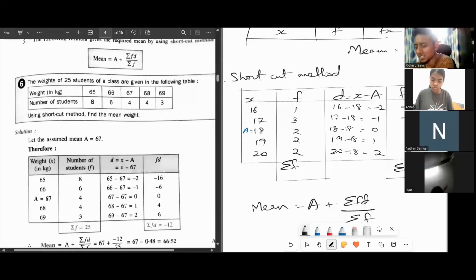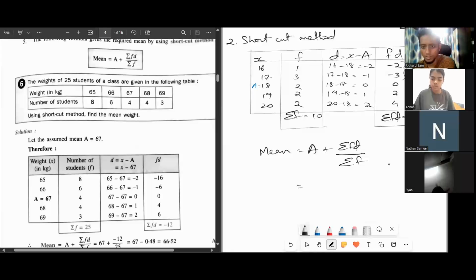Now, adding all of this, the easy way to add is to add all the negative numbers first. Minus 2, minus 3, which is minus 5. And all positive numbers, 2 plus 4 is 6. And then minus 5 plus 6 is 1. Summation of F is 10, right? Okay.